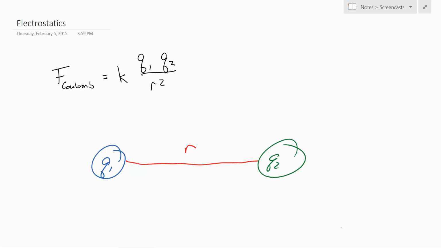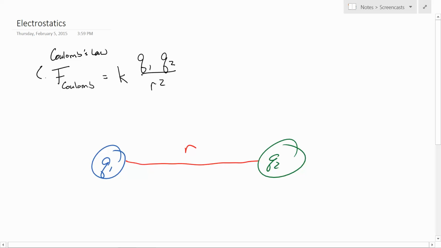Let's talk about some basics of electrostatics. So basically, what happens when we have charges that are just hanging out? We're not going to let them move yet. That'll be when we talk about currents. All this really comes down to one big thing: the Coulomb force, or Coulomb's law.